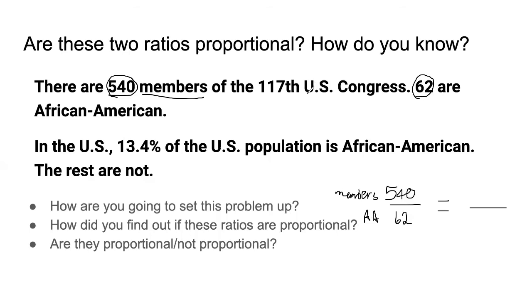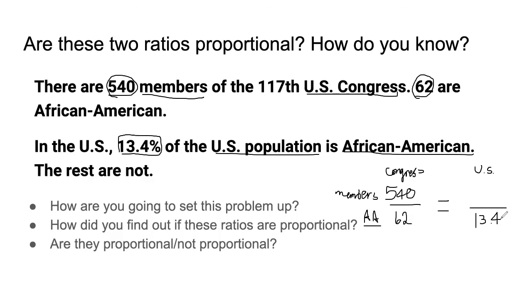This is talking about US Congress, so we're going to put Congress on top. This describes Congress. Now, the next ratio, what is that going to describe? That describes the US population. So this next one is just the US in total. In the US, 13.4% is African American. So 13.4% describes African Americans, so we're going to have that on the bottom, because the bottom number is describing African Americans.